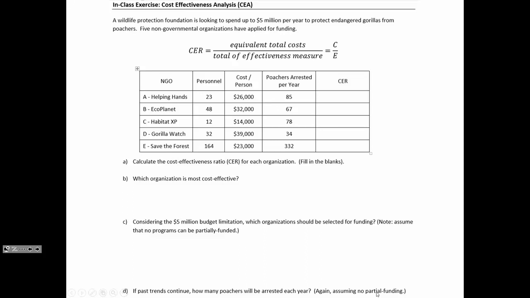in-class exercise for today. Now, I suggested that you should bring your computers. This one you probably can do without a computer if you don't have one, although, you know, it's going to be a lot of number crunching with the calculator.